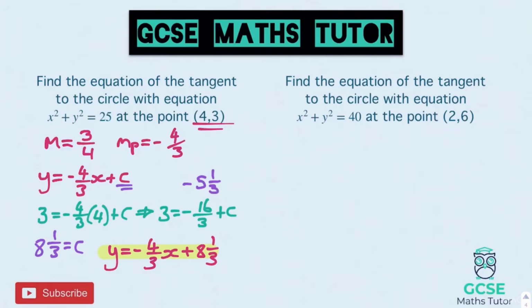We've got a coordinate 2, 6. So the gradient of the radius will be 6 over 2, which is 3. So the perpendicular gradient will be negative 1/3. There we go, plugging that into our line equation again. y equals negative 1/3 x plus c.